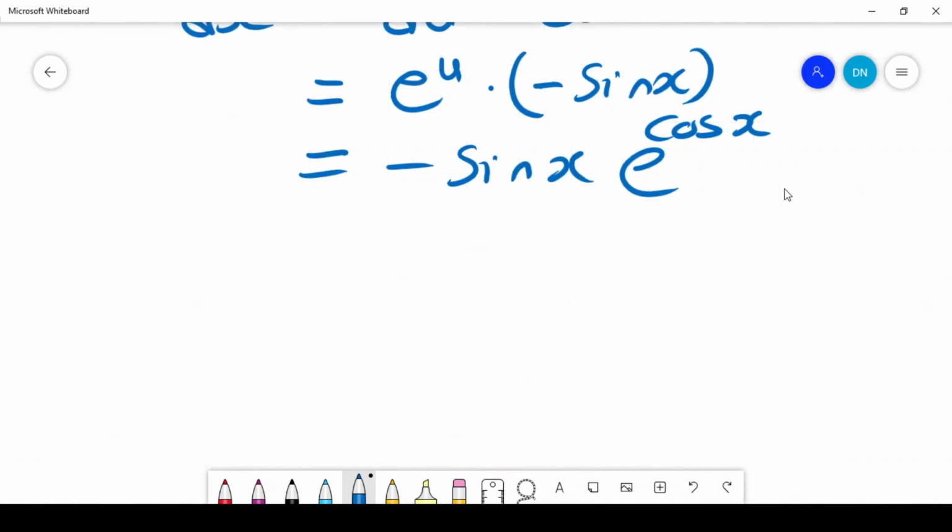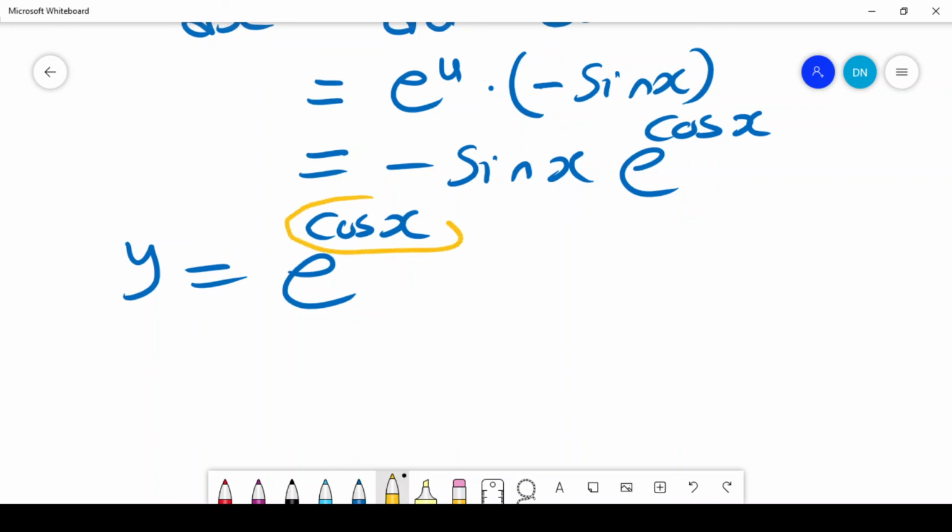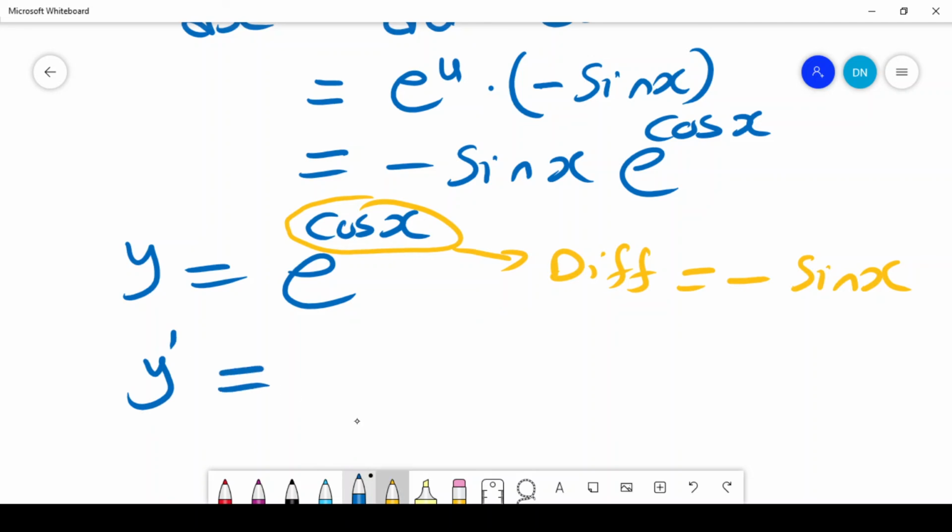Now the same problem, we could have solved it without employing the use of the chain rule. We could have decided to differentiate it directly, and that will give us negative sine x. And therefore, you could have said that the first derivative will be equal to negative sine x, then e raised to power the original function. And you can see those two solutions are exactly the same.